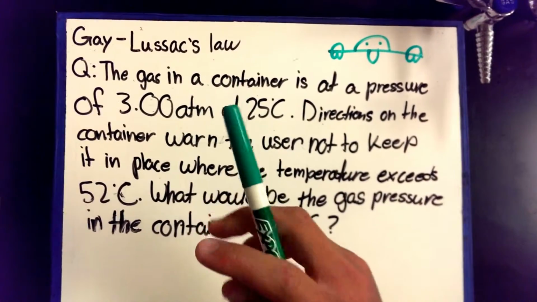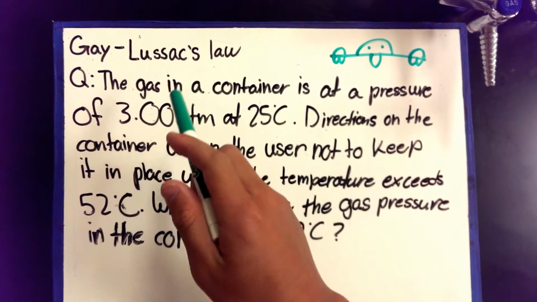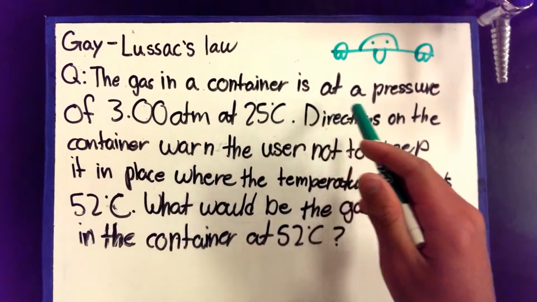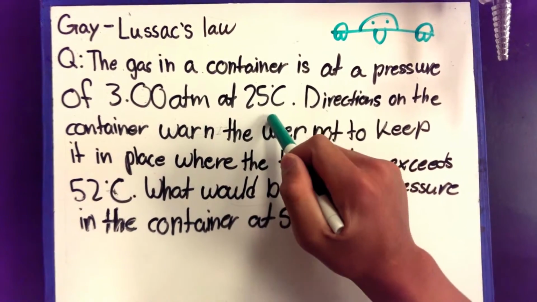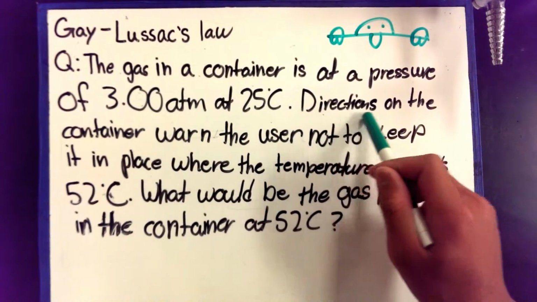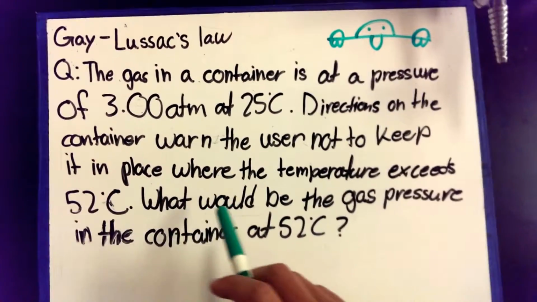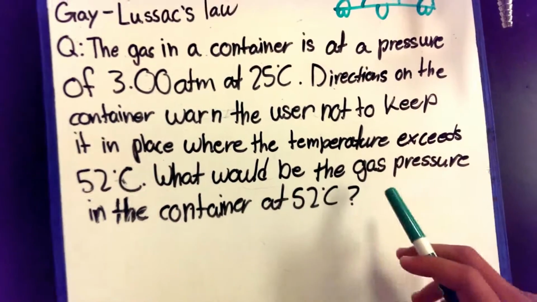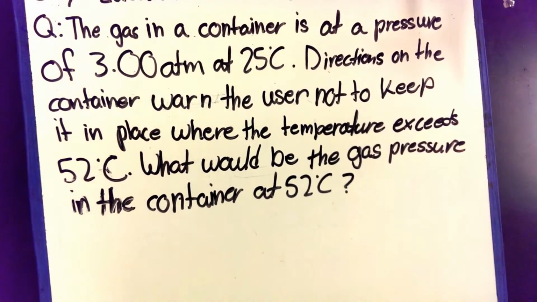So the question for Gay-Lussac's law is: the gas in a container is at a pressure of 3 atm at 25 degrees Celsius. Directions on the container warn the user not to keep it in a place where the temperature exceeds 52 degrees Celsius. What would be the gas pressure in the container at 52 degrees Celsius?